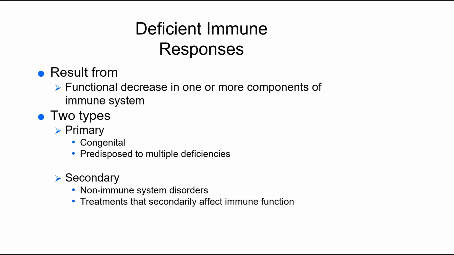Okay, so again, those were all hypersensitivities. Some of them acted as autoimmunity. But now we're going to go ahead and move on into deficient immune responses, when the immune system is incapable of acting in a functional way. So it could be a functional decrease in the immune system from maybe it's congenital, maybe you were born lacking the components necessary for a complete immune system, or maybe it's a secondary condition, you have a non-immune system disorder. Or maybe you're under treatment for a hypersensitivity that suppresses your immune system. Maybe you have an autoimmune condition, and so they put you on immunomodulators, and now you have a deficient immune response.